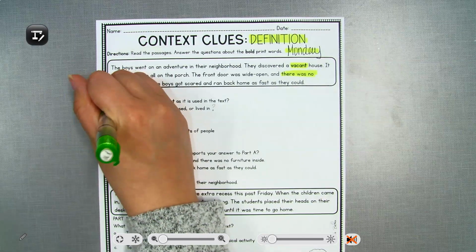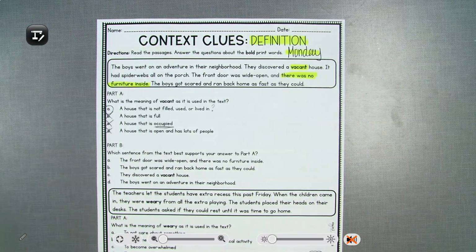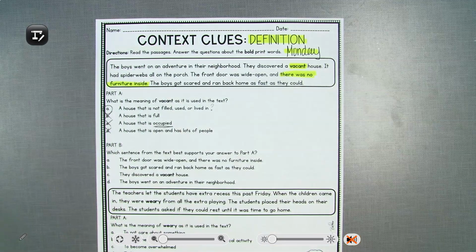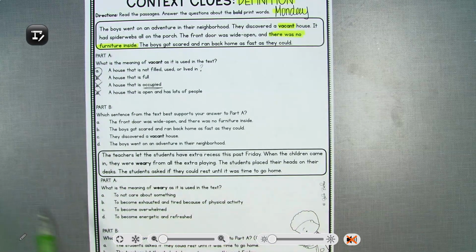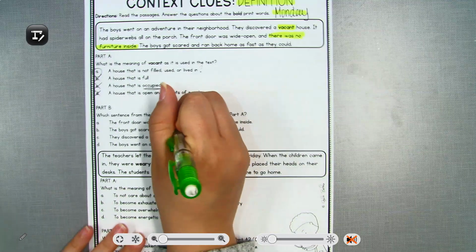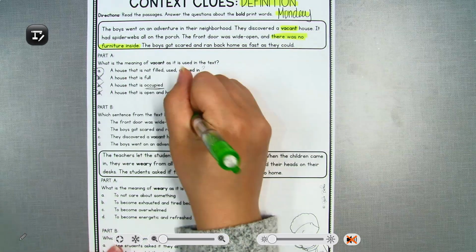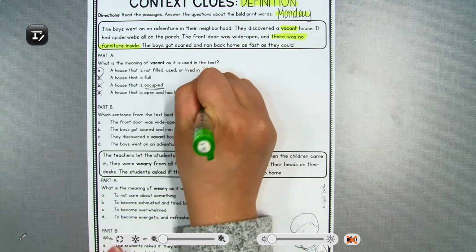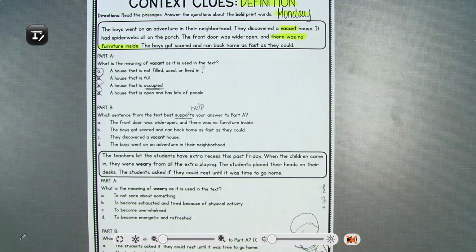So my answer is A, and I know this because I used the fact that there was no furniture inside to help me figure out what vacant meant. So part B, this is where we're going to use sentences from the text that helped us understand what vacant meant. So which sentence from the text best supports? Guys, supports means help, okay? So when you see the word support, where it says that supports your answer, that means what helped you get the correct answer? What helped you pick that answer?